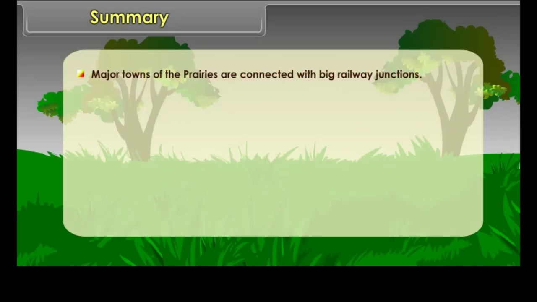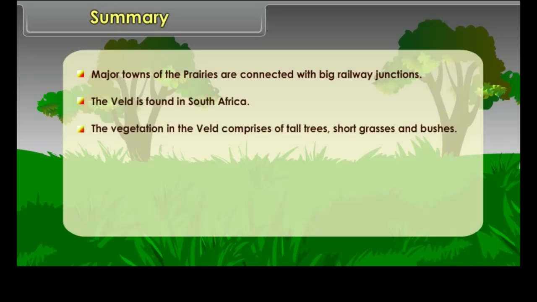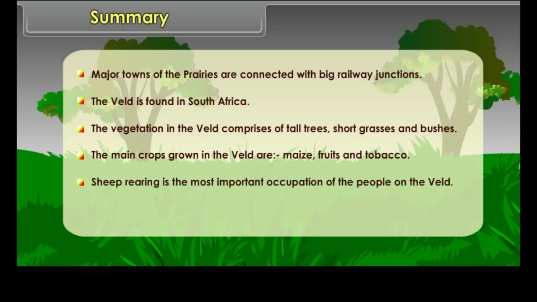Major towns of the prairies are connected with big railway junctions. The Veldt is found in South Africa. The vegetation in the Veldt comprises of tall trees, short grasses and bushes. The main crops grown in the Veldt are maize, fruits and tobacco. Sheep rearing is the most important occupation of the people on the Veldt.